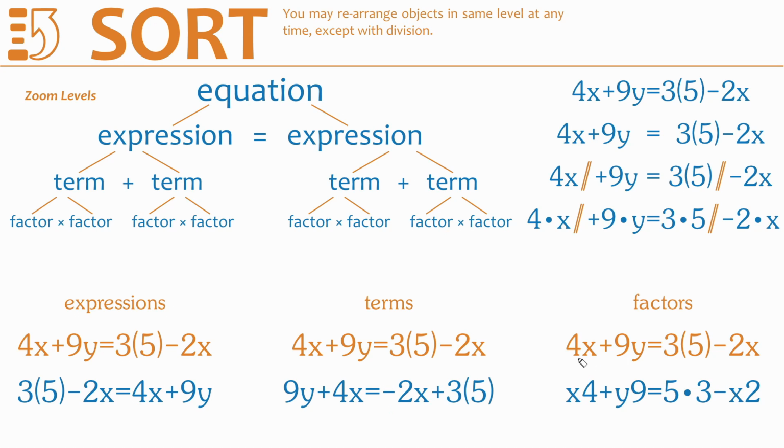Now within my factors, 4 times x is the same as x times 4. 9 times y is the same as y times 9. 3 times 5, 5 times 3, 2x, x2. That's not x squared, that's x times 2. That's not a superscript. So, again, that's all there is to this.